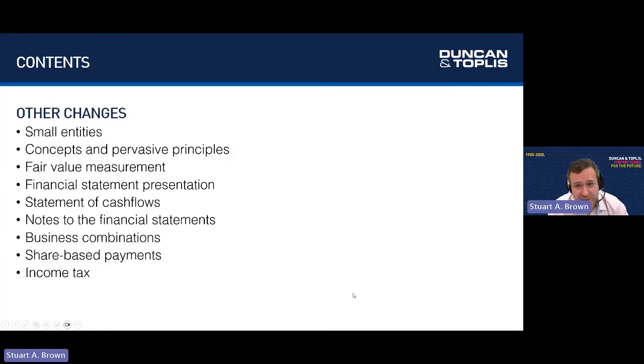Then we go on to look at some of the other changes. As mentioned, some of these are quite minor, but some are quite significant, especially changes relating to smaller entities. There's also a change relating to the cash flow statement for those who need to prepare one, which actually comes in a year in advance of all the other changes. A bit strange, I don't know why, but that's the case.